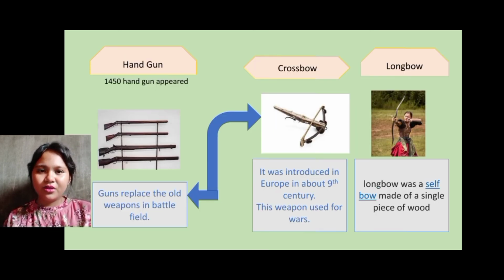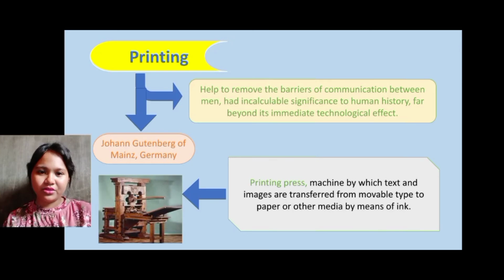Ang crossbow ug longbow is nailisan og handgun. 1450 nag-appear ang handgun. Ginagamit nila ang handgun kay mas improve na ni kaysa sa uban pang mga weapons na ginagamit dati. Tanan nila ginagamit na weapons is ginagamitan jud og gunpowder.